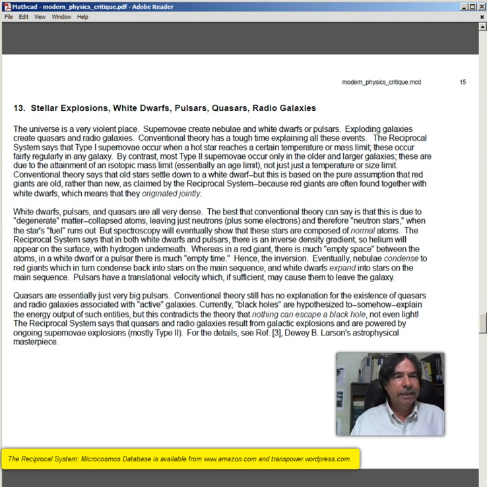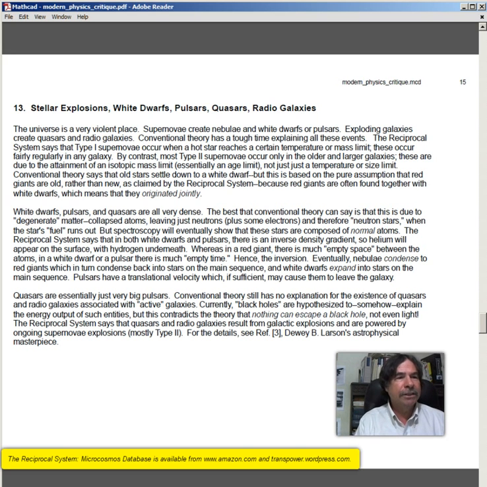13. Stellar explosions. White dwarfs, pulsars, quasars, radio galaxies. The universe is a very violent place. Supernovae create nebulae and white dwarfs or pulsars. Exploding galaxies create quasars and radio galaxies. Conventional theory has a tough time explaining all these events.